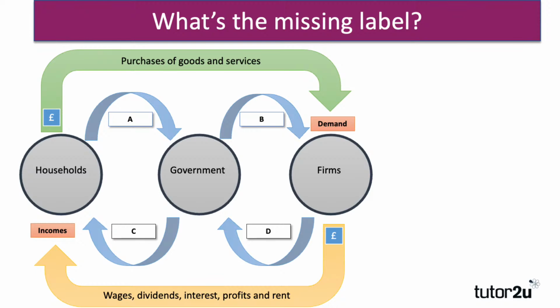Now, you don't need to give me them all at once. You can just give me A is this, D is this. Off you go. I want some answers. What are the labels that should go as A, B, C, and D? Look carefully at which way the arrows are moving.